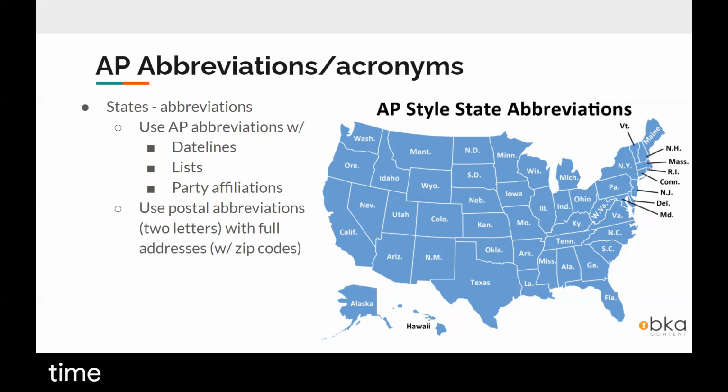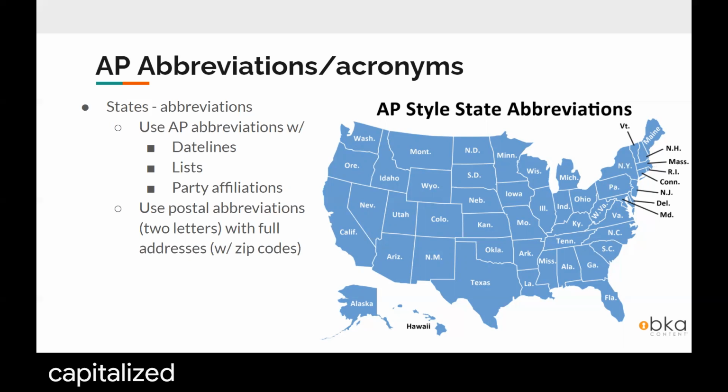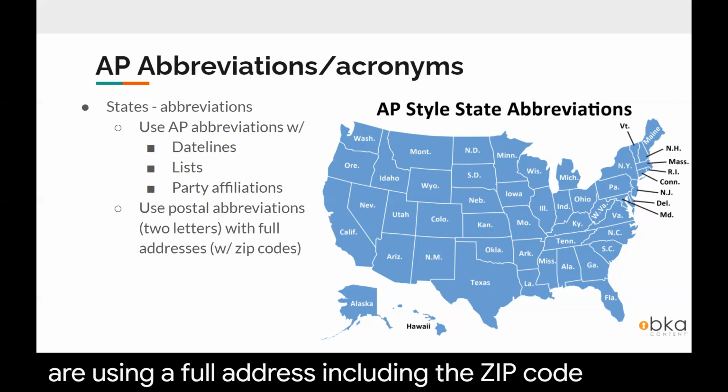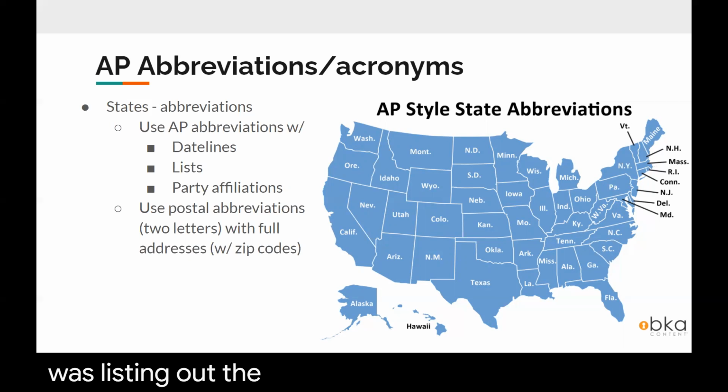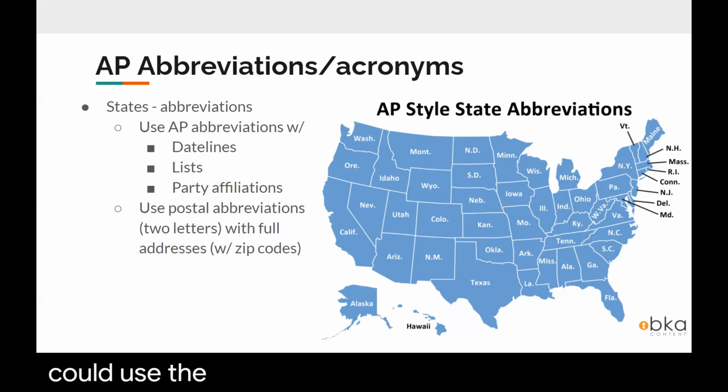The only time within AP style writing that you would use the postal abbreviations, such as the two capitalized letters for the state, is when you are using a full address, including the zip code. So if I was listing out the exact location of something, then I could use the postal abbreviation as opposed to the AP style one.